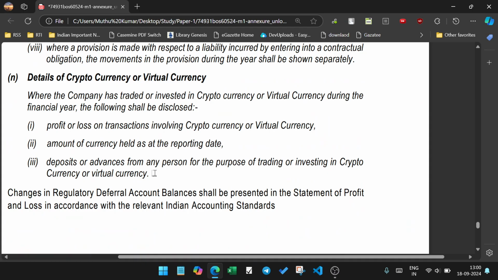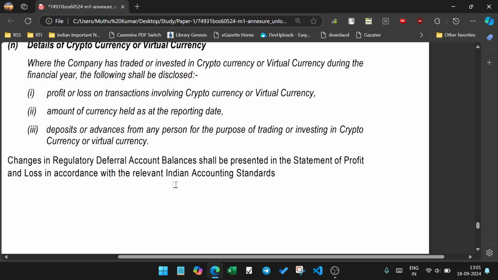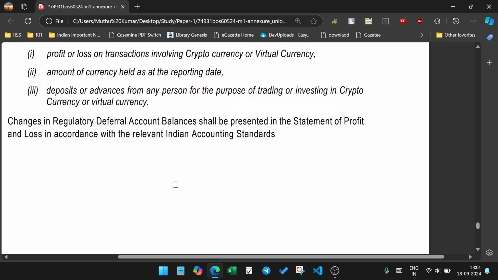Details of cryptocurrency and virtual currency. Where the company is trading or investing in cryptocurrency or virtual currency during the financial year, the following shall be disclosed: profit or loss on transactions including cryptocurrency and virtual currency, amount of currency held by the entity, and deposits or advances from any person for the purpose of trading or investing in cryptocurrencies and virtual currencies. Changes in the regulatory deferral account balance shall be presented in the statement of profit and loss in accordance with the relevant Indian accounting standards.